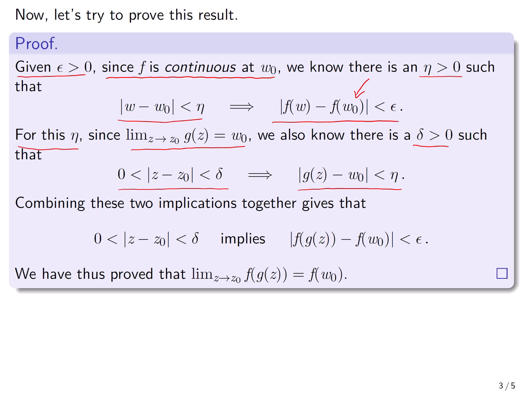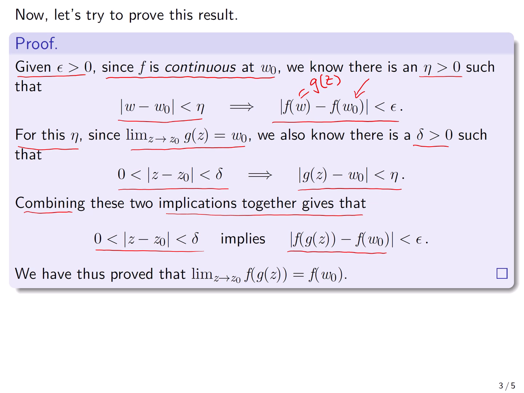You can see the first function doesn't have a 0 less than condition, and the second one has the 0 less than condition. And then what we can do now is combine them. The first one implies the second one: the distance between g(z) and w naught is less than eta, and this implies the distance between the composition and the limit is less than epsilon. This is because w is simply g(z), so we substitute here.